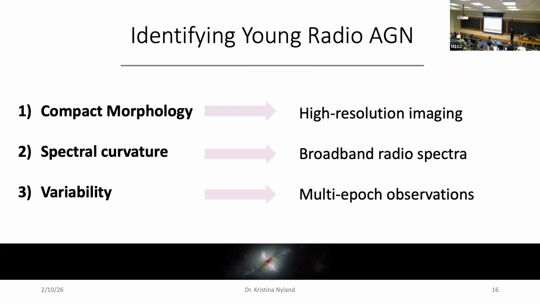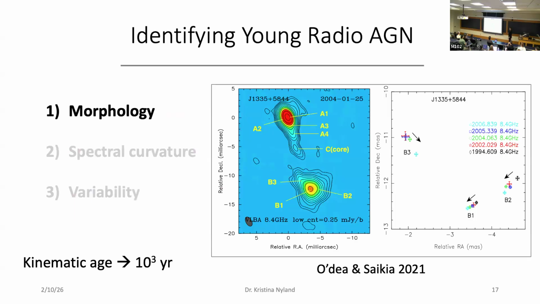All right, so in addition to spectral shape and variability, if you can directly observe a compact morphology, that's the most direct method. If we had infinite time with telescopes like the VLBA, we could just observe all the AGN and look to see if they have compact radio structures. Unfortunately, that would be too expensive. It would be infeasible. But here's an example of a source.